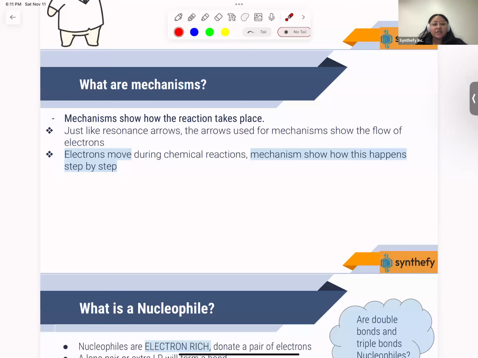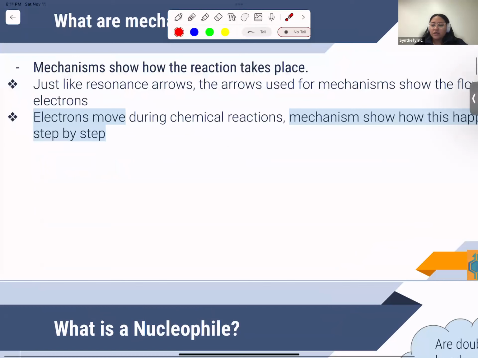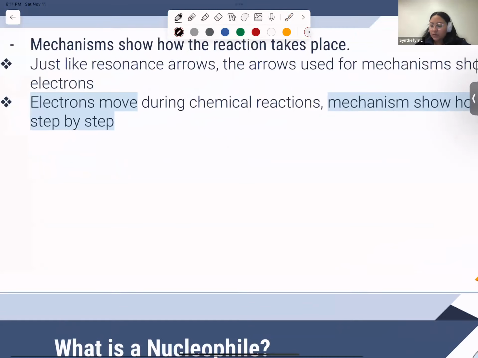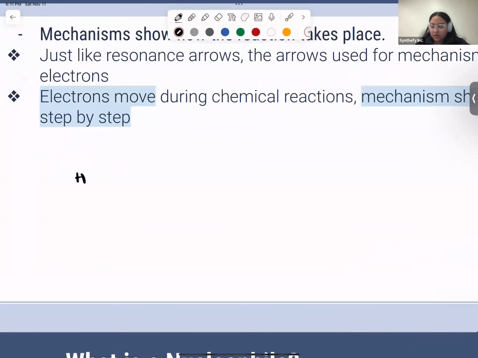So mechanisms are just showing you how a product is formed, how it actually happens, and we do it through the use of arrows. The arrows just signify where the electrons go and what's going on. It's sort of like the behind the scenes. So let's draw a molecule, and draw it with me.